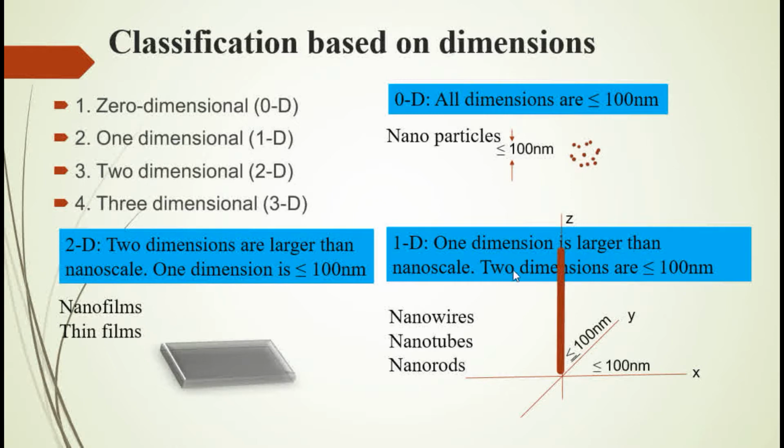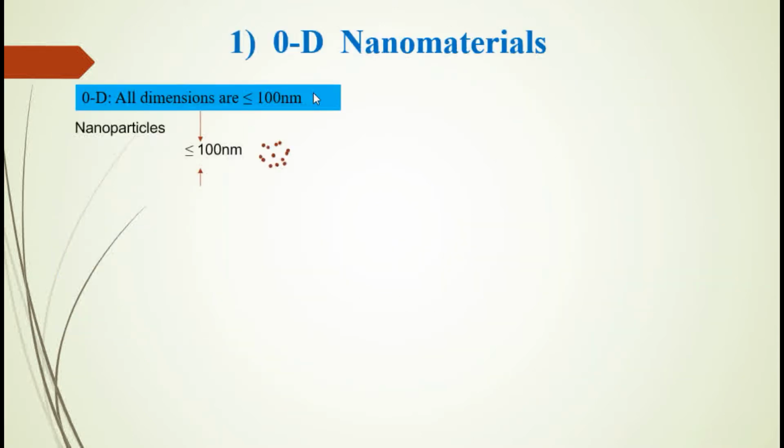In one dimension, only one, either the length or breadth or the height, is larger than the nanoscale, and the remaining two dimensions are less than or equal to 100 nanometer. In two-dimensional nanomaterials, two dimensions are larger than nanoscale, and the remaining only one dimension is less than 100 nanometer. So let's discuss zero-dimensional nanomaterials. In zero-dimensional nanomaterials, as we said, all dimensions are less than or equal to 100 nanometer.